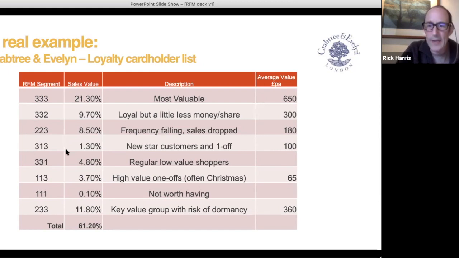313s, a really interesting segment. They're very recent. We saw them only yesterday, last week. They haven't come before, so this is their first visit, but they got a 3 on the amount of money they spent. They might have spent £100 in one purchase this week. First time I've ever seen them.